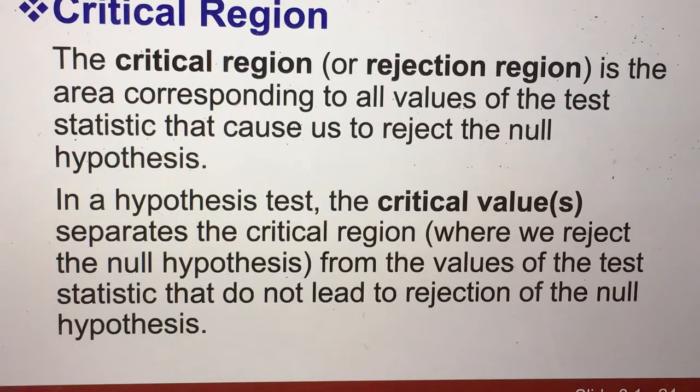The critical region, or rejection region, is the area corresponding to all the values of the test statistic that cause us to reject the null hypothesis. This is going to have to do with our alpha, with the level of surety that we need that we don't make a type 1 error. In a hypothesis test, the critical values separate the critical region where we reject the null hypothesis from the values of the test statistic that do not lead to rejection.